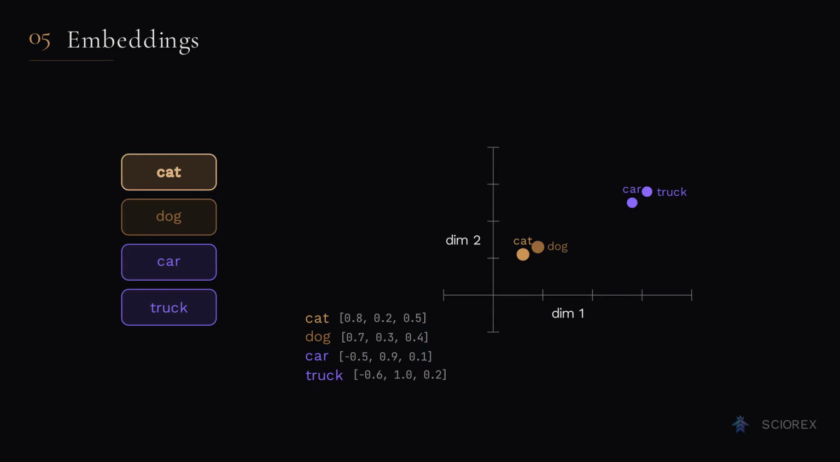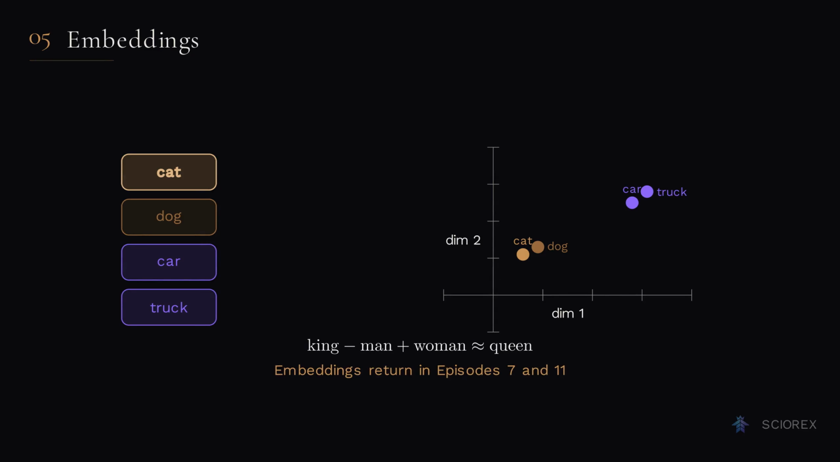Words that appear in similar contexts get similar embeddings. Products that get brought together drift closer in embedding space. You may have seen the famous example, king minus man plus woman roughly equals queen. That's not programmed in, it emerges from the learned geometry of the embedding space. Embeddings will come back in episode 7 when we need to represent words for sequence models, and again in episode 11 when images and text share the same embedding space. The key point: embeddings are representation learning for discrete inputs. The network builds a continuous space where the geometry reflects the structure of the data.